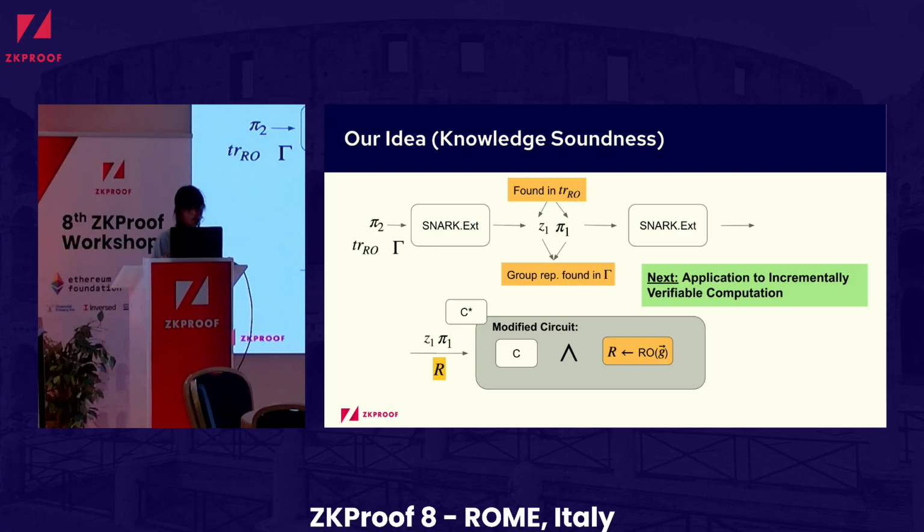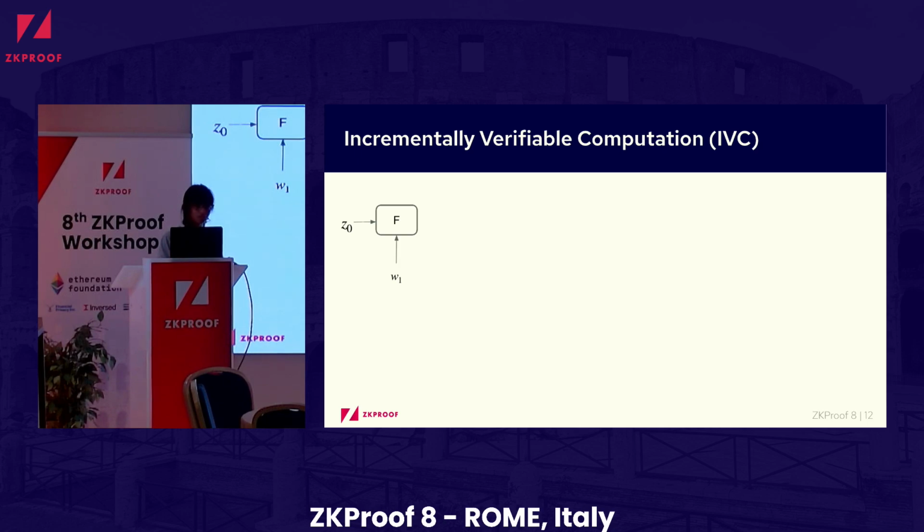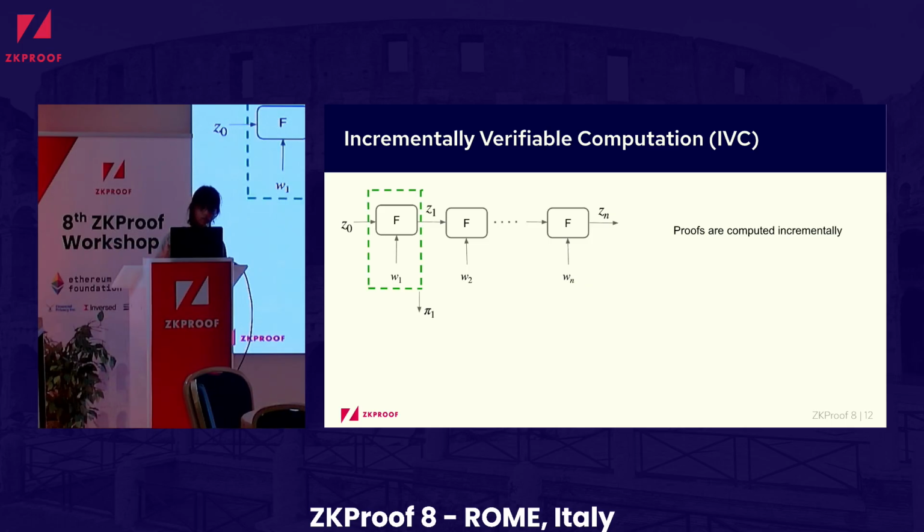Okay, so now I want to talk about why this is helpful for IVCs and getting unbounded depth IVCs. Just a little bit of background about IVCs. They are special proof systems that allow you to prove proofs for streaming computation. So you have some function f that's applied a number of times to get your final output Zn. And IVCs would allow you to compute a proof for this in an incremental fashion. So first you'll compute the proof for just the first part and just propagate pi1 to the next step till you get the last proof pi(n).